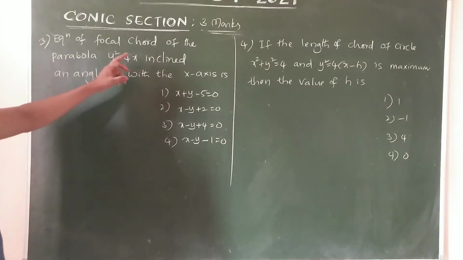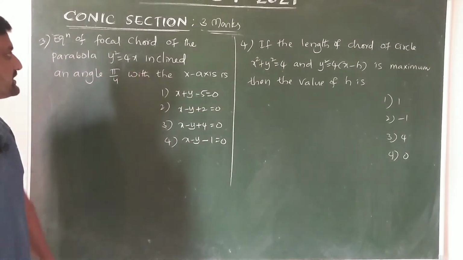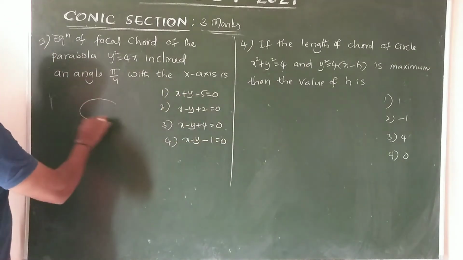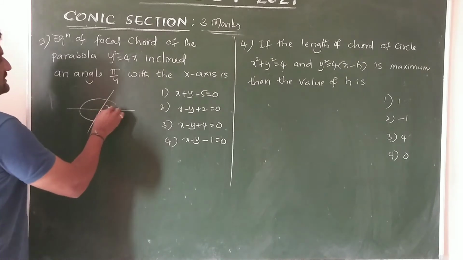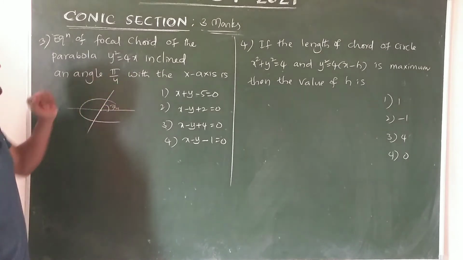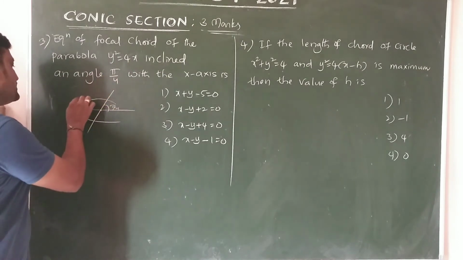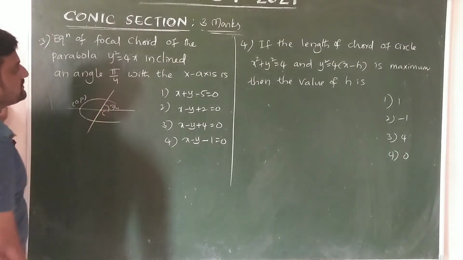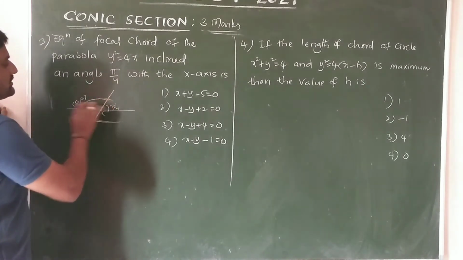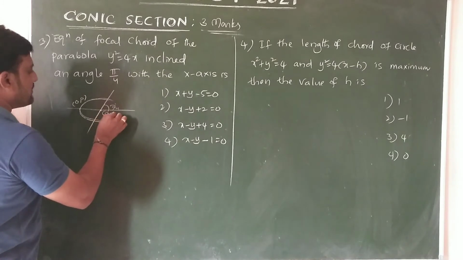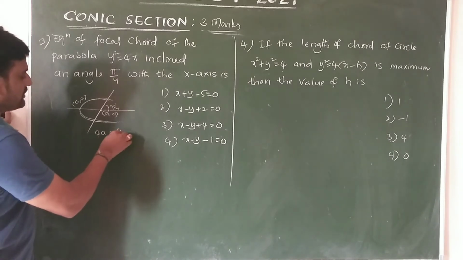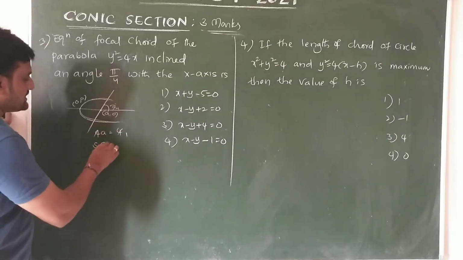Now the equation of the focal chord of the parabola y square equals 4x inclined at an angle pi by 4 with the x axis. Okay, inclined with angle pi by 4. Now the equation is y square equals 4x. So vertex is 0 comma 0 clearly. Now here a comma 0, then 4a equals 4. So a equals 1. Clearly focus is 1 comma 0.